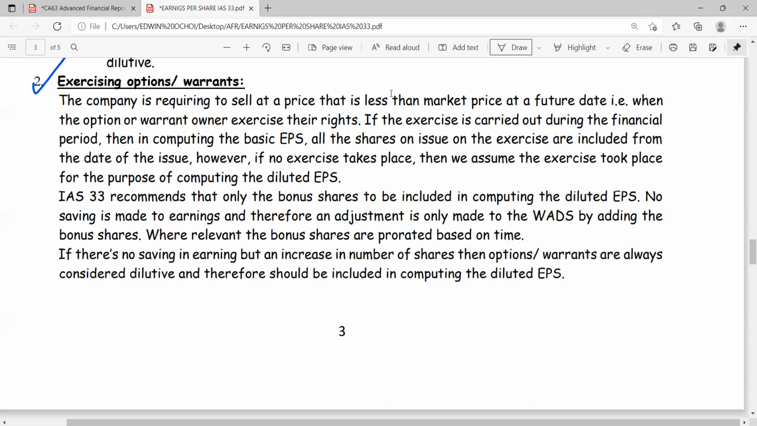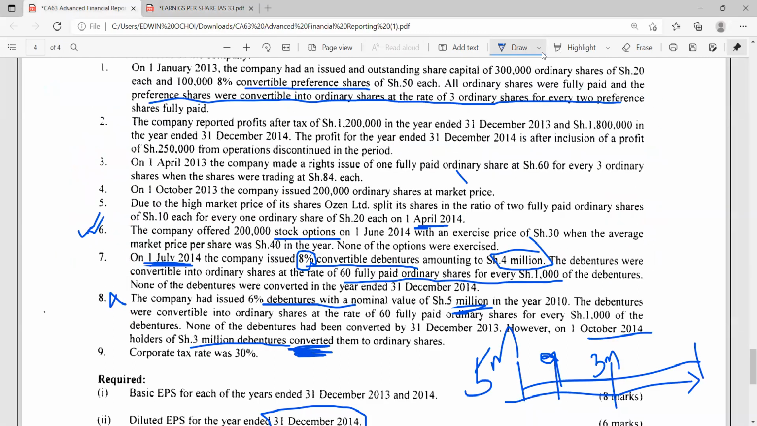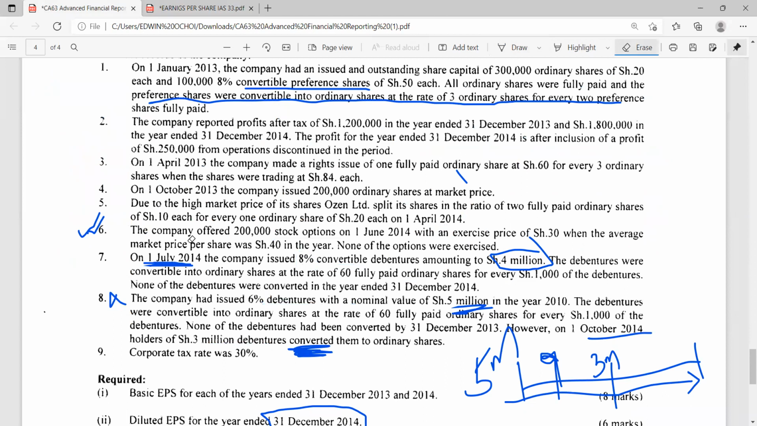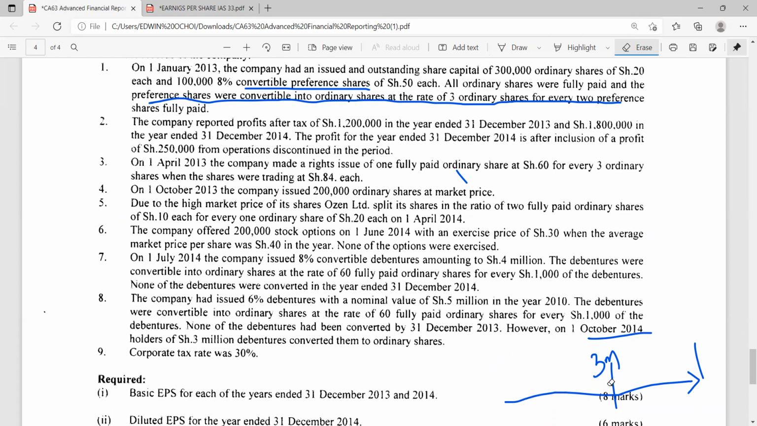So we assume. So what are we supposed to do now? Because in our questions, mostly, you always find that they never exercise. Like now in our question here, in that note 6, the company offered 200,000 stock options on 1st June 2014 with an exercise price of 30 when the average market price was 40.